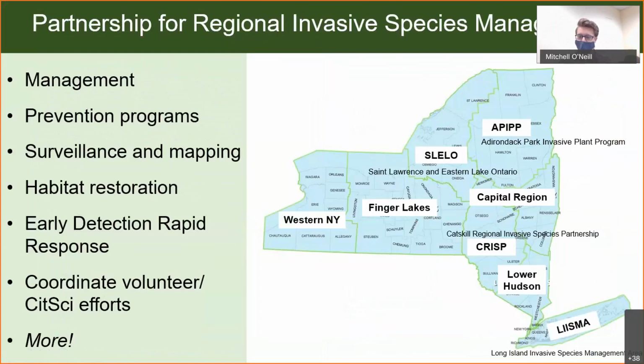And since I have mentioned the PRISM so many times so far, I wanted to at least define what they are for anyone who's not familiar. So it stands for Partnership for Regional Invasive Species Management. New York State is divided into 8 of these partnerships, and they do a wide variety of invasive species work across the state. So they coordinate management, they run prevention programs, they do surveillance and mapping, habitat restoration, early detection, rapid response. They engage with local groups and coordinate volunteer efforts, and much more. So if you're not already connected to your PRISM, I encourage you to do so.